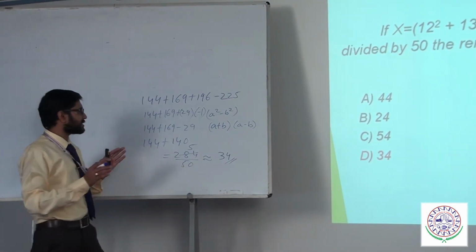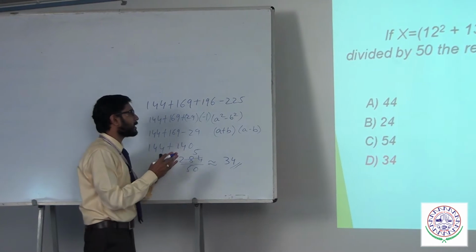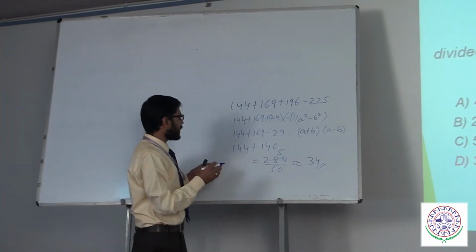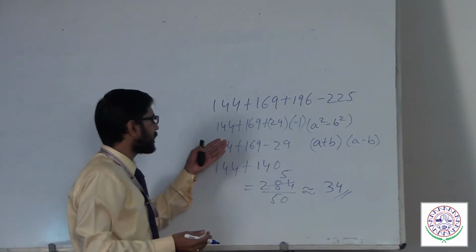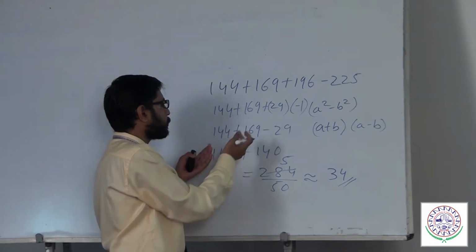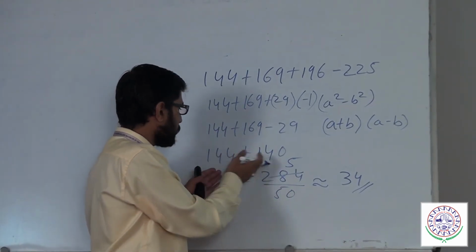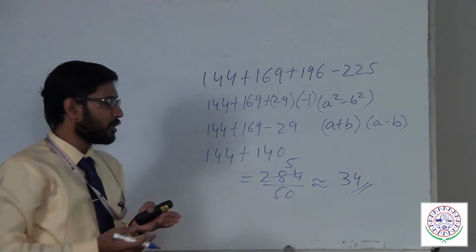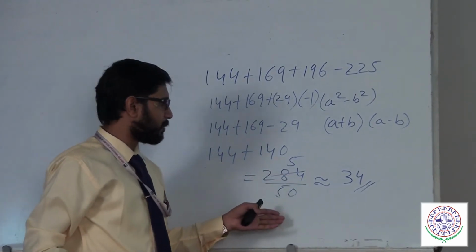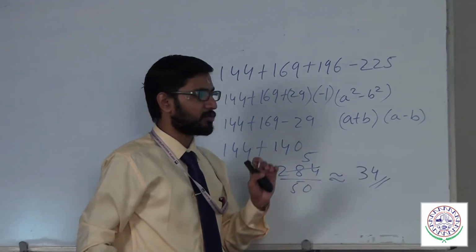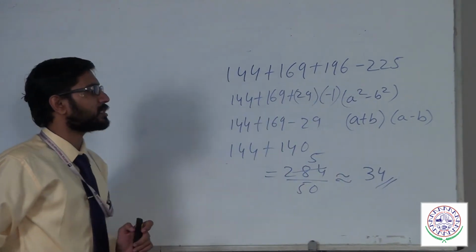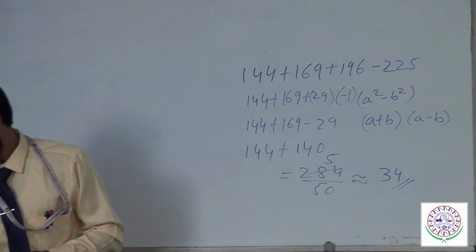Try to apply such techniques wherever possible so that you can avoid steps. Here I am explaining because I am taking many steps. Otherwise you can just calculate orally 144 plus 169 minus 29, which is directly 144 plus 140. So the answer is 284 divided by 50, and the remainder is 34. This is the first question that we discussed. I hope everyone has understood this.